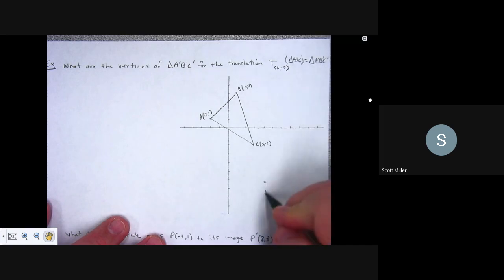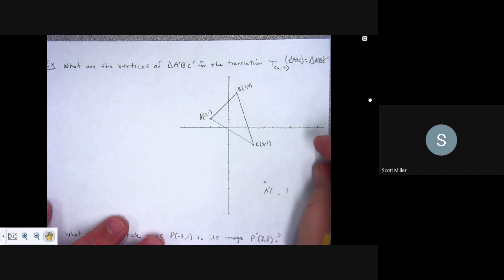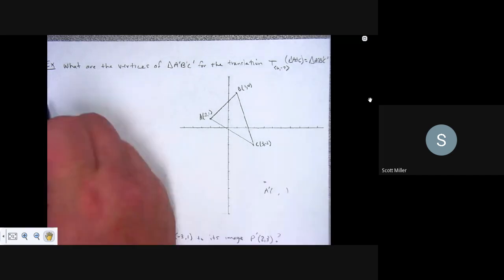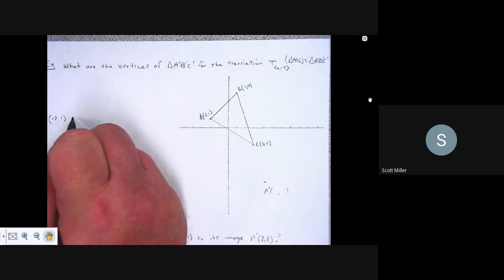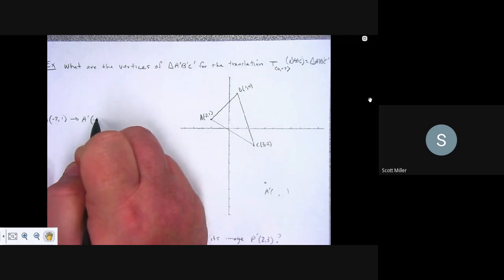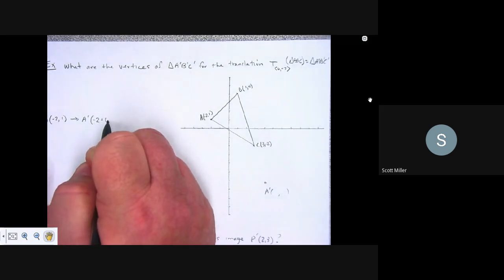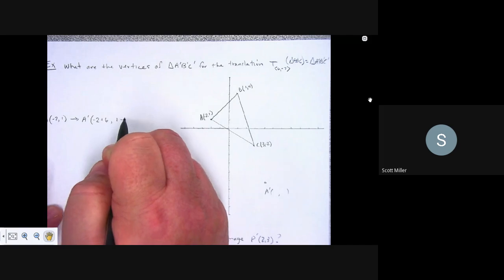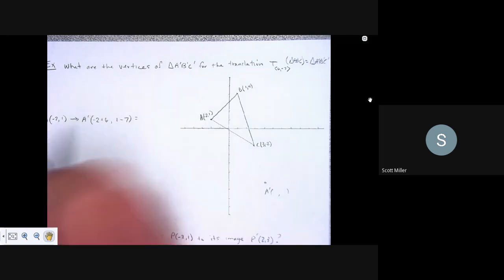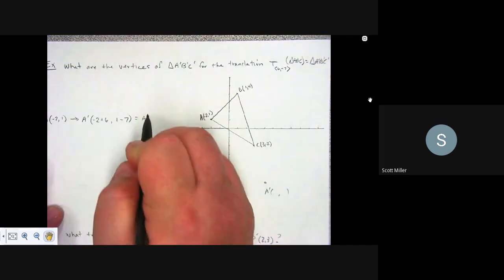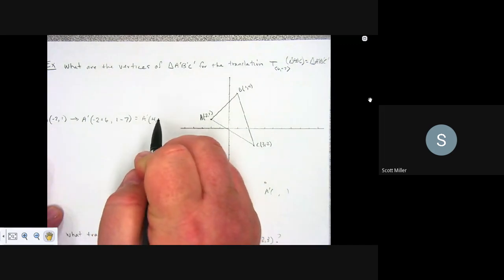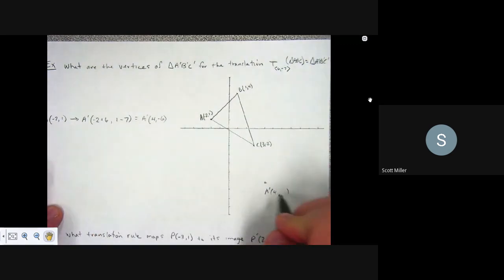So that point is A prime. So where was that point? Do you remember? Take point A, and what you're going to do with this is change it to A prime by taking -2 and adding 6, and then taking 1 and subtracting 7. This gives me the new point for A prime, which is 4, -6. This is at 4, -6. If you remember, that's how we counted it over.